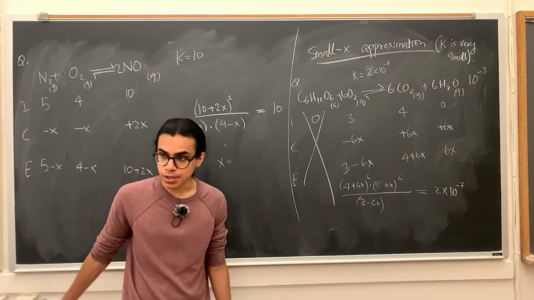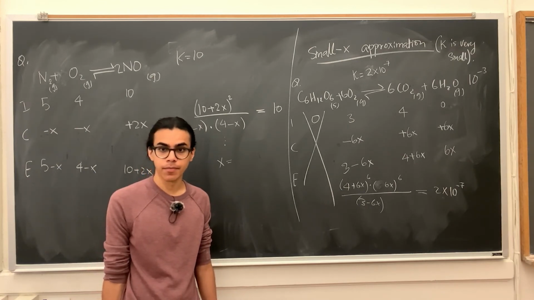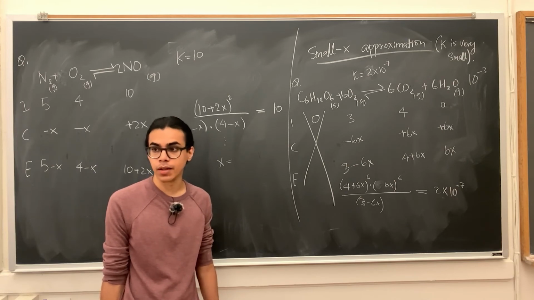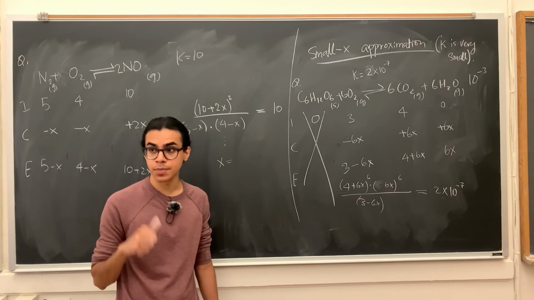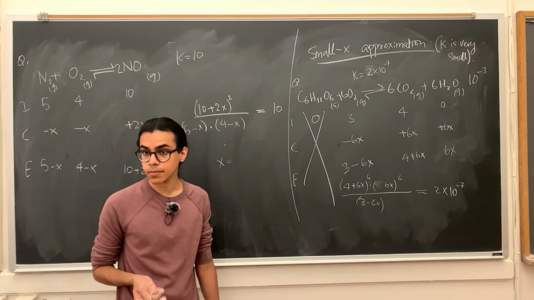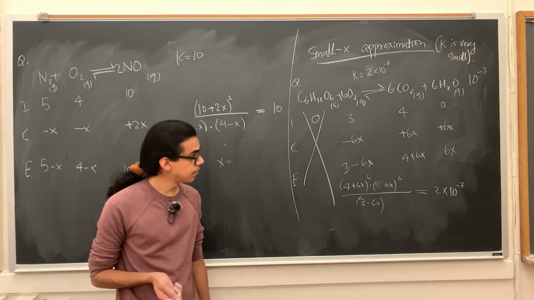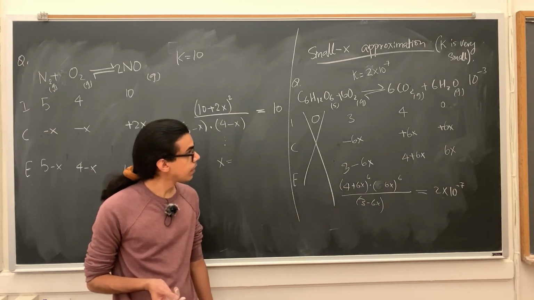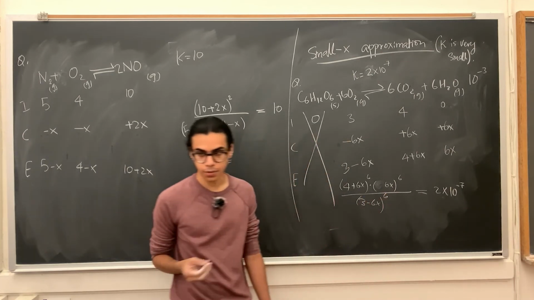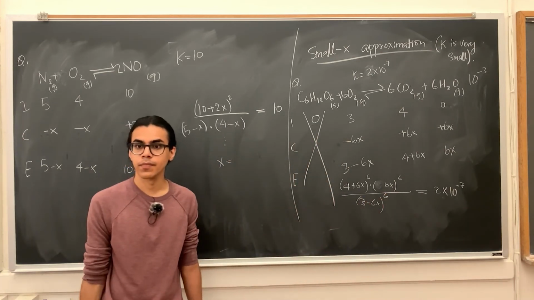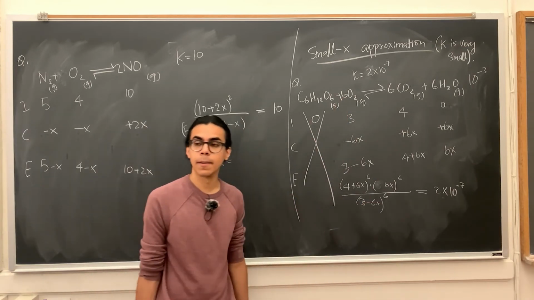If you have an x term that's being added or subtracted, drop it. That's the small x approximation. If you have an x term that's being added or subtracted, drop it. Isn't it 3 minus 6x to the 6? Yes, to the 6. Good. Thank you. I was missing the 6 from the coefficient of oxygen.